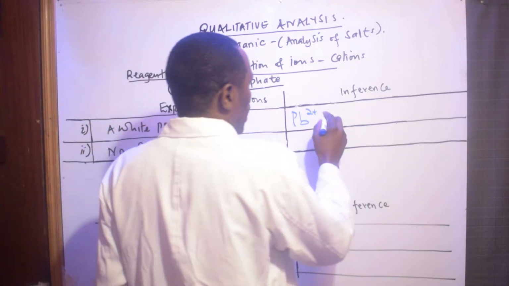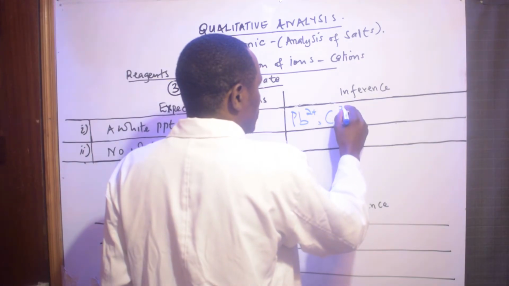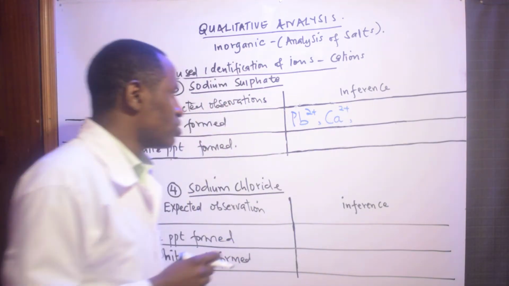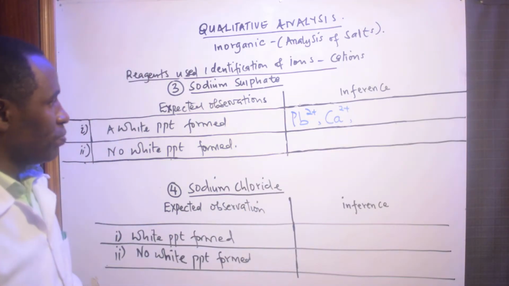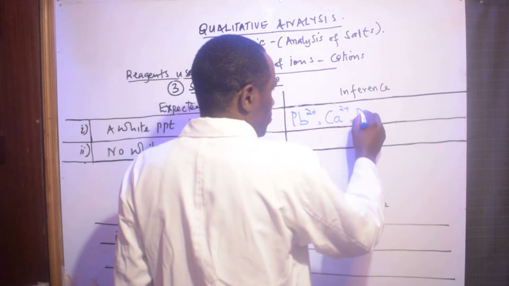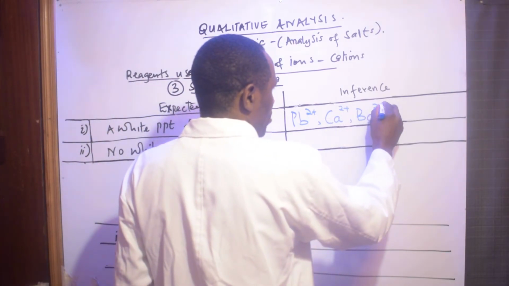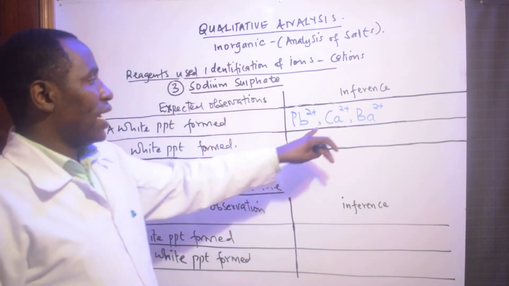I'm going to talk about the calcium sulfate. Now this one here again is insoluble, or sparingly soluble. Then finally I'm going to have the barium ions. Now these three here are actually insoluble.